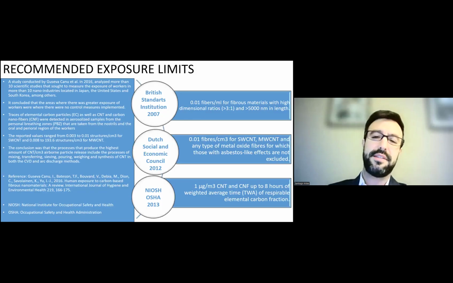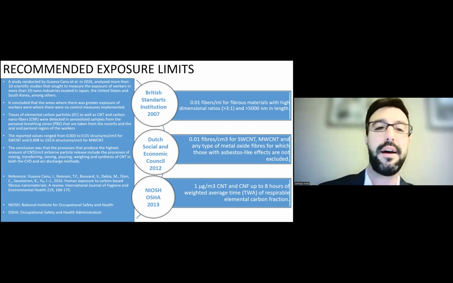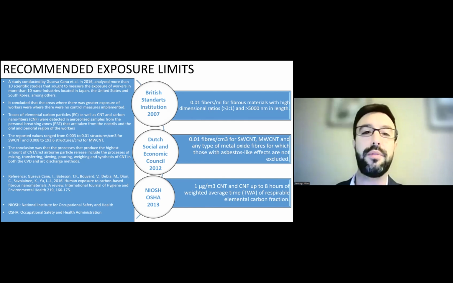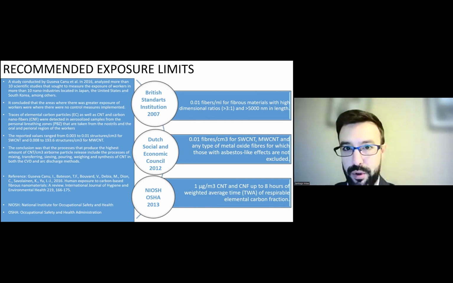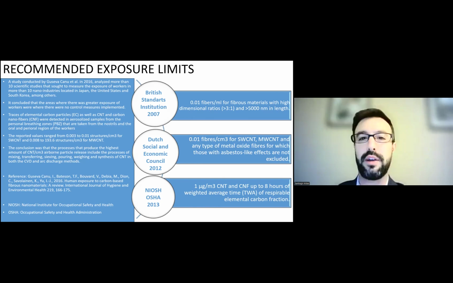So why is this important? Because when we develop a product, when we manufacture an element, it is important that we establish recommended exposure limits, okay? This is primarily important because when it comes to carbon nanotubes and nanomaterials, a study conducted by Giuseppe Cano et al. in 2016 analyzed more than 10 scientific studies that sought to measure the exposure of workers in more than 10 nano industries, which were located in Japan, the United States, South Korea, among others.